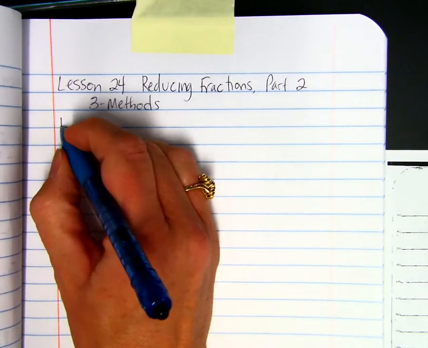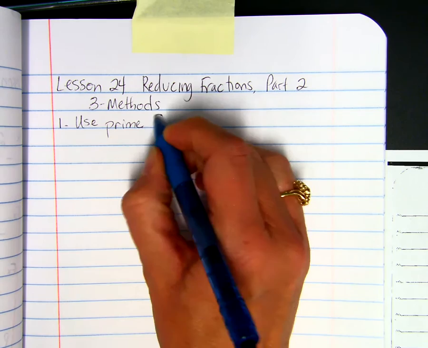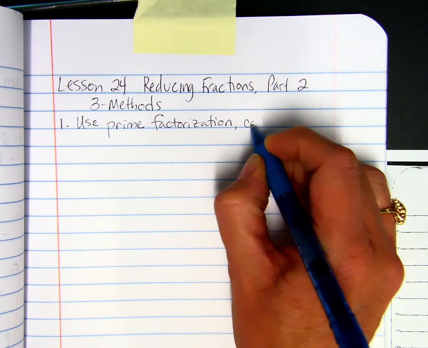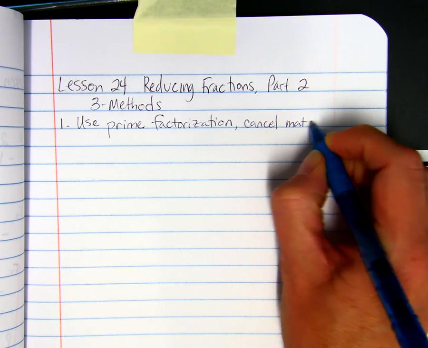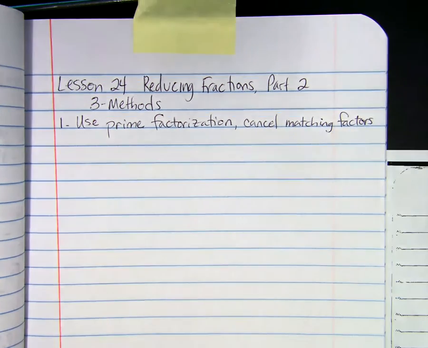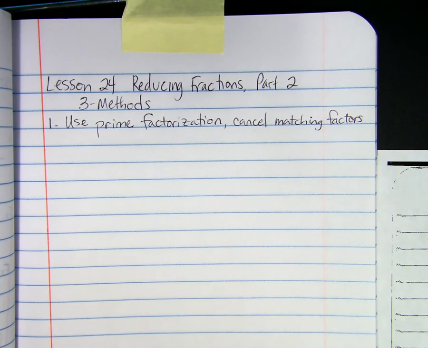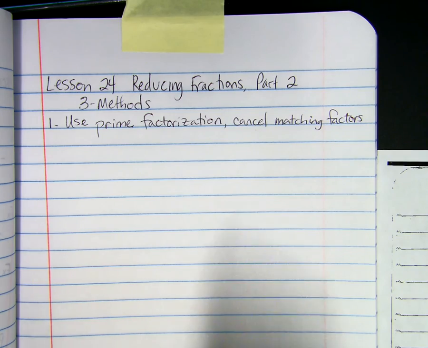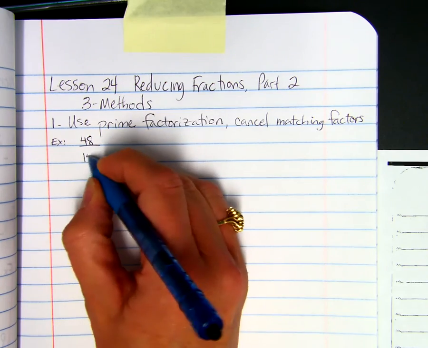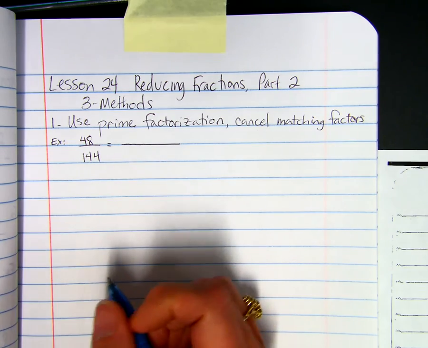So the first method is to use prime factorization and then cancel matching factors. This works really well when your numerator and denominator are larger numbers. So for example, if we had 48 divided by 144, we write out the prime factorization for each one.